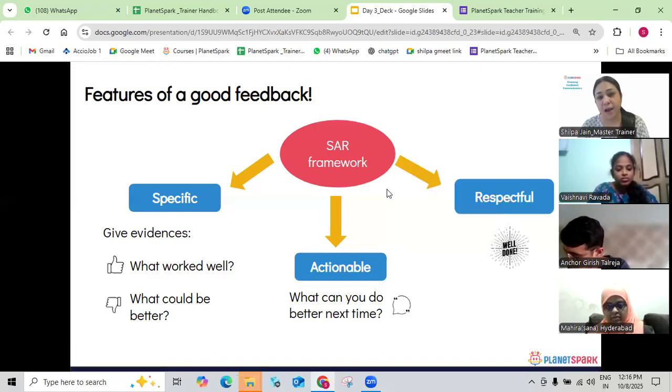And finally, R stands for being respectful. You have to balance your feedback in such a way that yes, you are highlighting the areas of improvement, but you are also highlighting the strength of your learners so that it is not demotivating. So it always has to be very, very respectful. I hope you have taken a screenshot of this, because I'm going to stop sharing my screen for a minute.